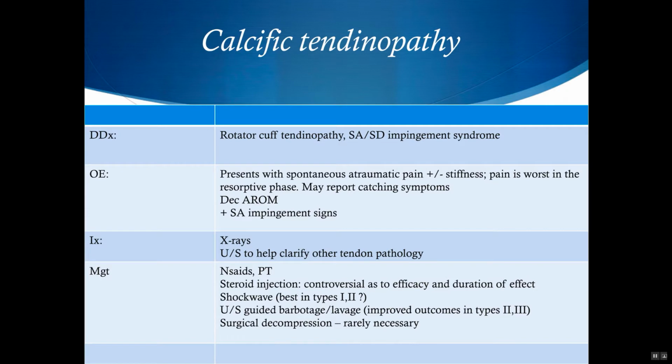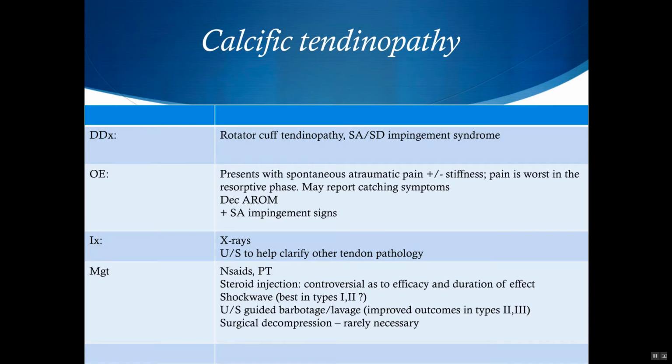X-rays and ultrasound are best in terms of imaging the pathology. The ultrasound can tell you if there's other rotator cuff pathology involved, but obviously clinical correlation is required to decide what the findings show and if they're relevant. X-rays usually will show calcifications quite clearly as well, especially in the first and second phases.